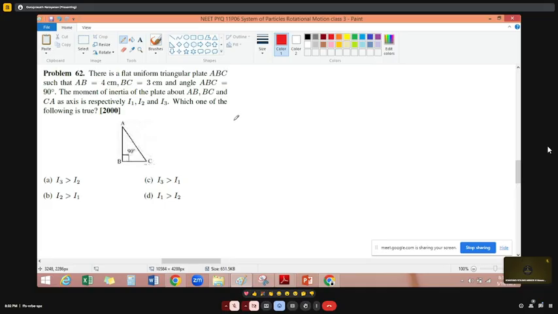Sir, for this I2 is greater than I1. Okay, AB is 4 centimeter. BC is 3, which means this is 5. So I think it's the same question. So moment of inertia about AB, BC. AB they called it as I1. BC they called it as I2. These are all some confusing things. You should write it properly so that you don't make any mistakes. I3 is along AC, I think. Yeah, CA.